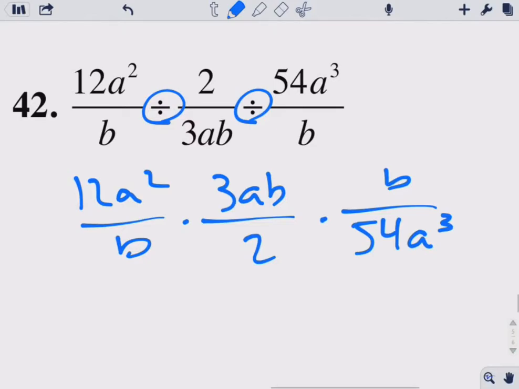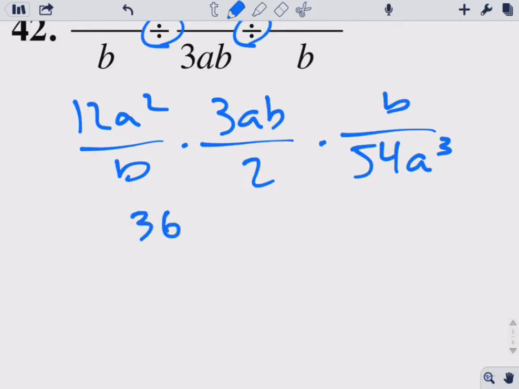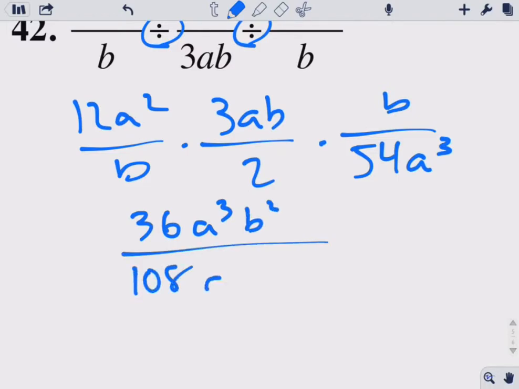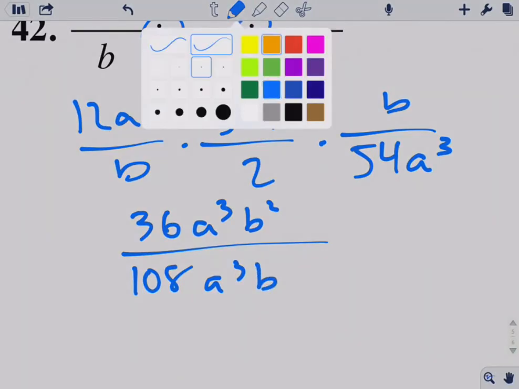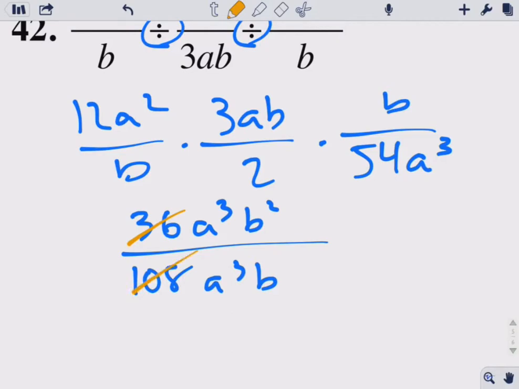Okay, we have division in two different places, so that means we flip two different things. I'll just put this all together for you. That's 36a cubed b squared on top, 108a cubed b on bottom. 36 and 108, those actually go into each other. 36 goes into 36 one time, and 108 three times.